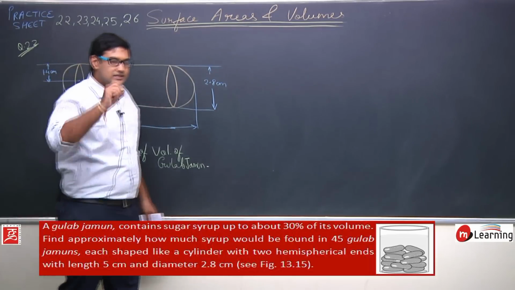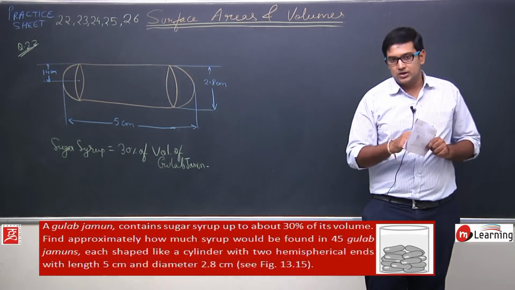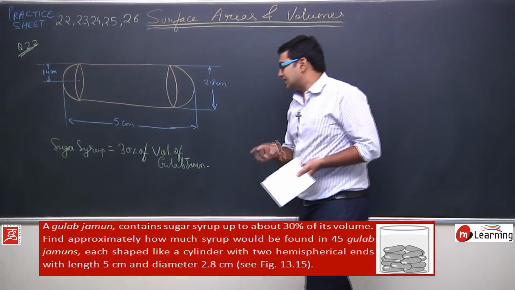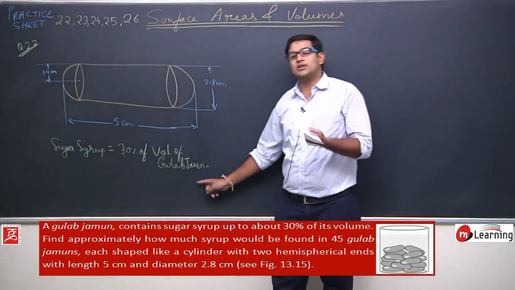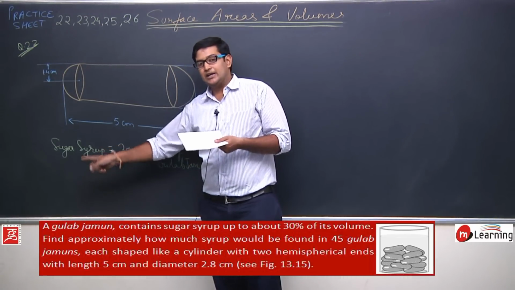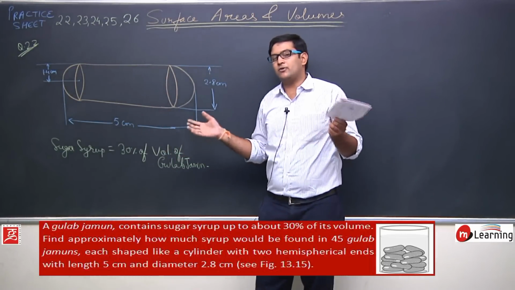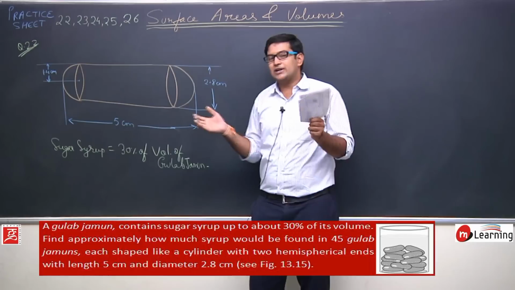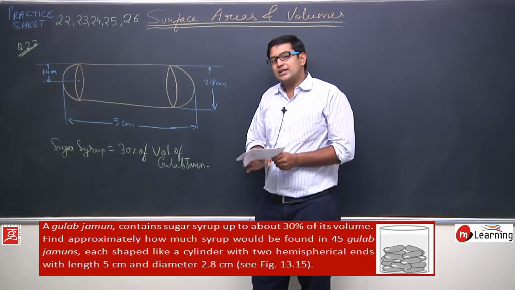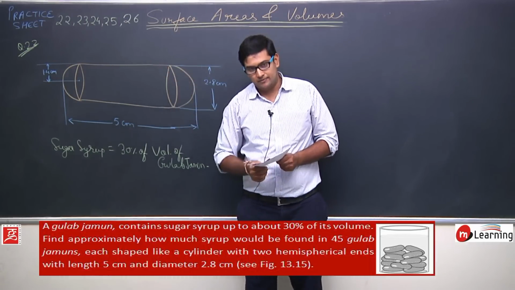Now since sugar syrup is 30% of the total volume of gulab jamun, my task is to calculate the volume of gulab jamun, and then only I will get the content of syrup. Okay, try to understand the approach. My task is to calculate the sugar syrup in 45 gulab jamuns. For that, I can calculate the syrup in one gulab jamun and multiply it by 45.